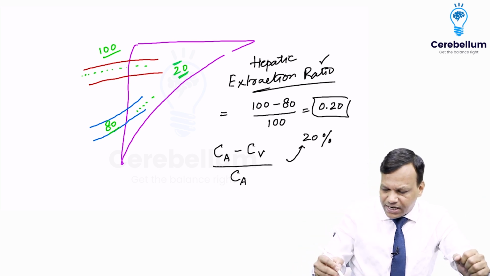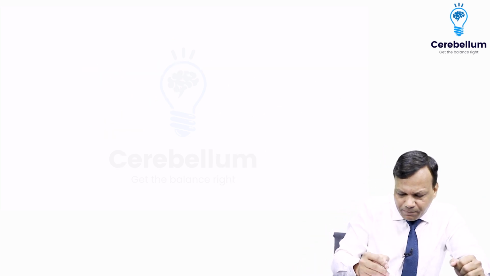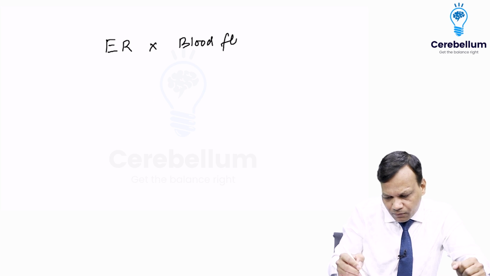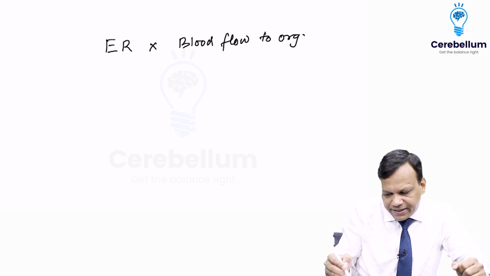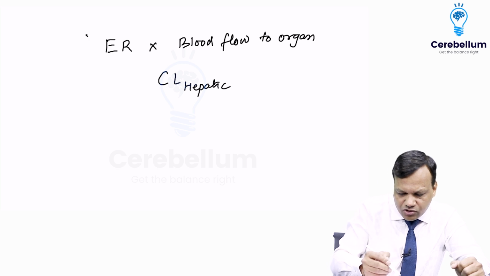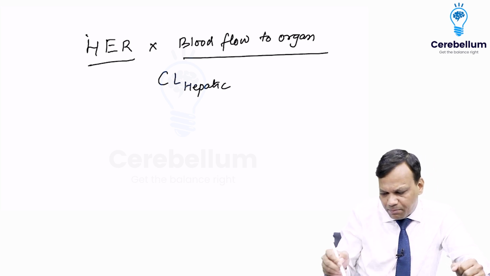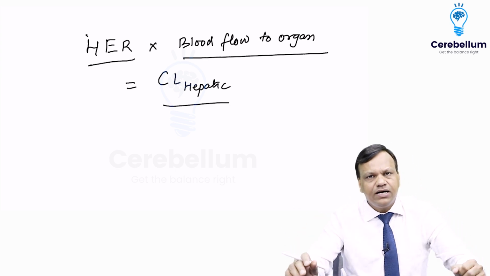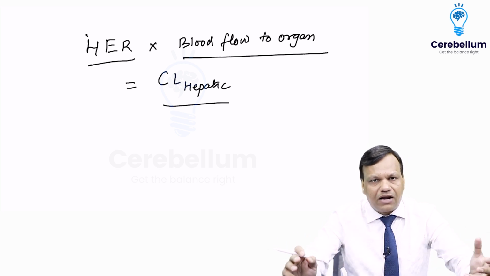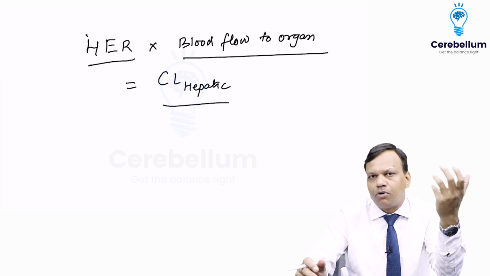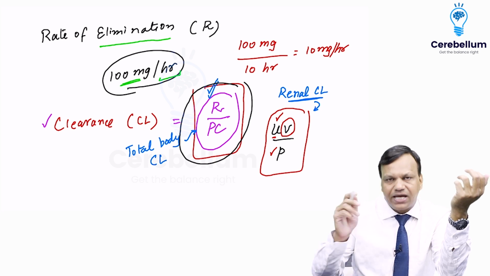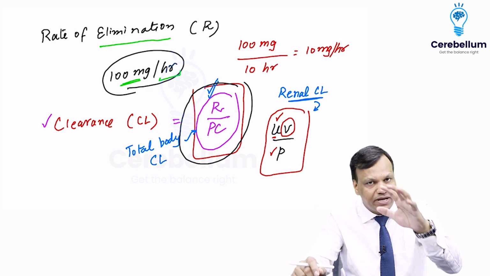So we calculate the extraction ratio first, and if we multiply this extraction ratio by the blood flow to that organ, that will become clearance. But here the clearance will be hepatic clearance. So if we see hepatic extraction ratio multiplied by blood flow to the organ, that means liver, it will become hepatic clearance. So we can calculate the clearance of any organ. And when we add all these clearances, it will become total body clearance. And the formula of total body clearance is rate of elimination divided by plasma concentration. So you need to concentrate mainly on this thing.